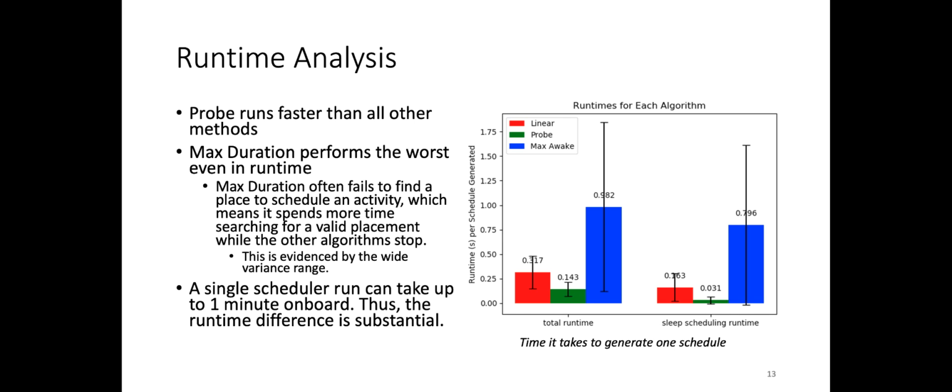And these differences in runtime are actually significant because a scheduler run could take quite a bit of time, up to 1 minute, because the onboard computing resources are not great.